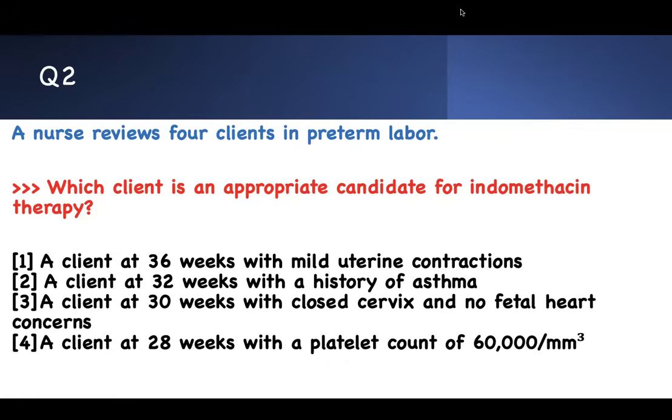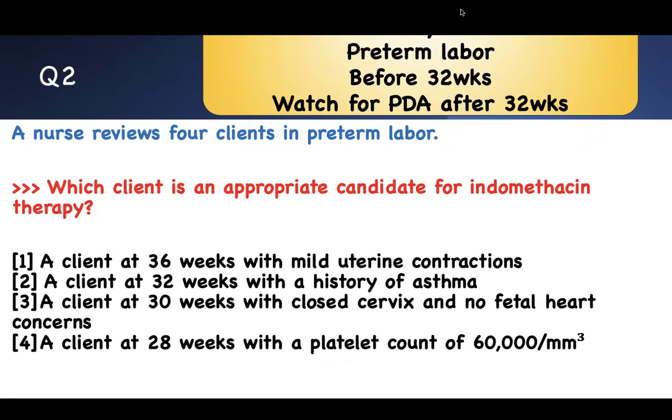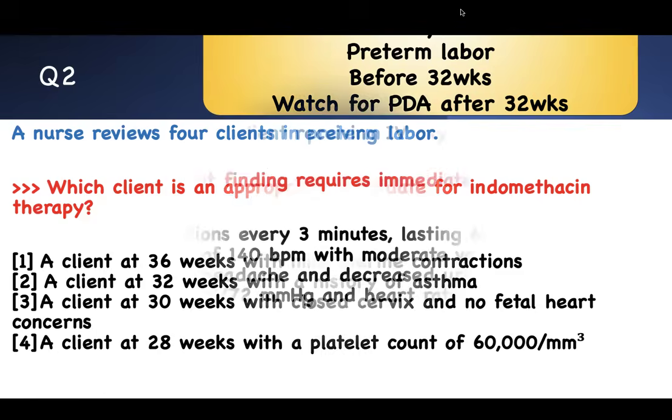30 weeks, good. Your cervix is closed, good. No fetal heart concern, good. A client at 28 weeks, good, with platelet count of 60,000. That is going to cause bleeding with Indomethacin. Therefore, the right answer is 3: 30 weeks, closed cervix, and no fetal heart concerns. So the buzzword is what? For preterm labor, when you're using Indomethacin, you give it before 32 weeks, and therefore watch for PDA after 32 weeks. That's the buzzword.